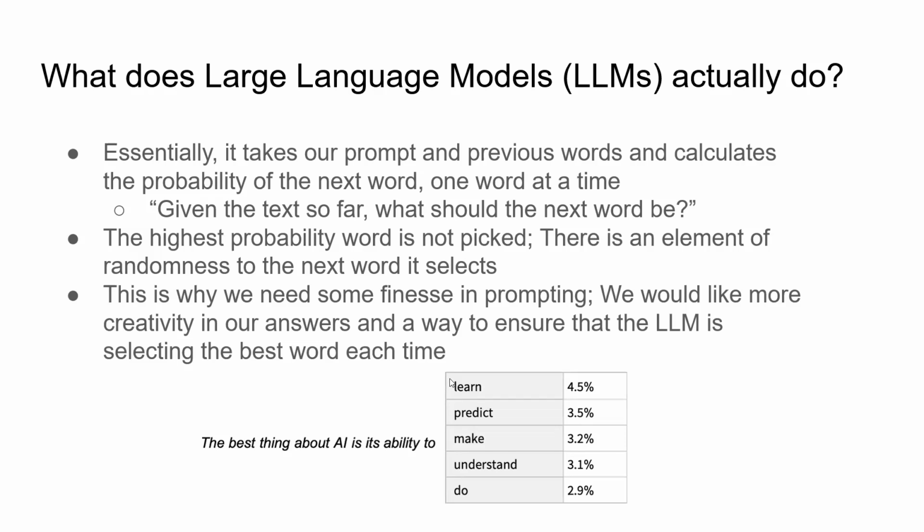So in this case, the next word in this statement doesn't have to be learn. It could be either one of the other four words or none of these at all. It really depends on what the previous words are and what our prompt is. And this is why we need some extra skill in prompting in order to make sure we have some creativity in our answers and to ensure that our model is selecting the best word that we want each time.